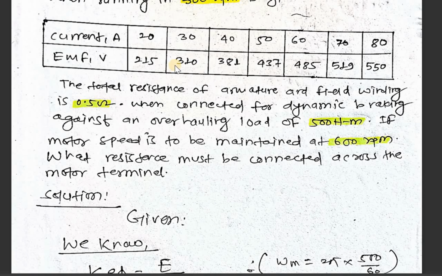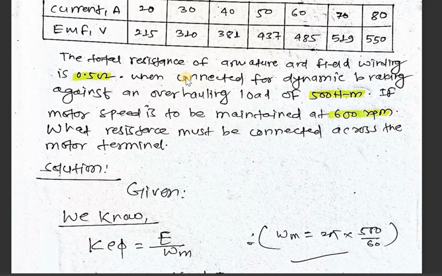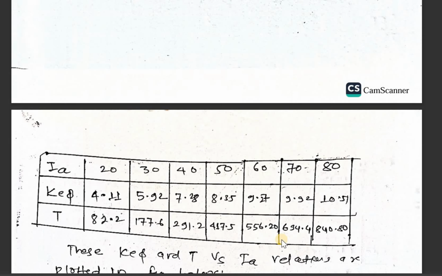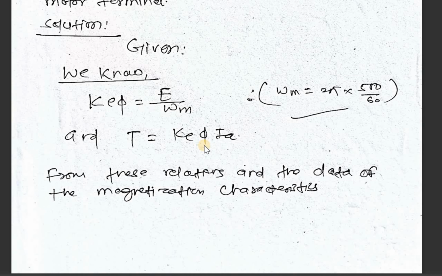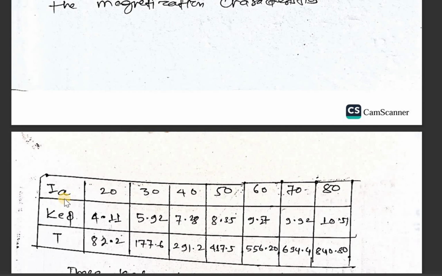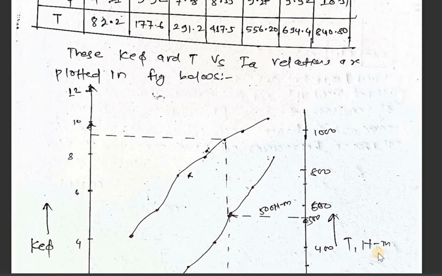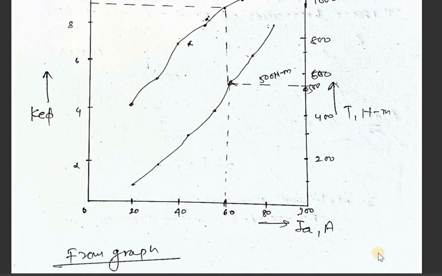So E1 is 215. Dividing by the value of omega M, we get 4.11. Again, 310 divided by this value, then we get 5.92. Similarly 7.28, 8.35, 9.27, 9.92, and 10.51. And torque equal to Ke phi Ia. This is Ke phi and this is Ia. So multiply these: 20 and 4.11, 30 and 5.92, 40 and so on, and then you can get all these values of torques. After getting the values of torques, plot them in the graph.